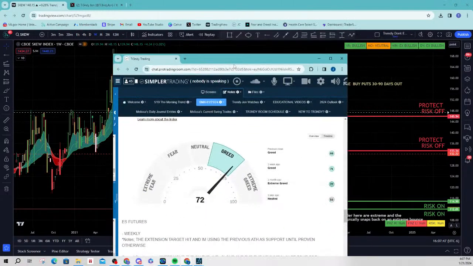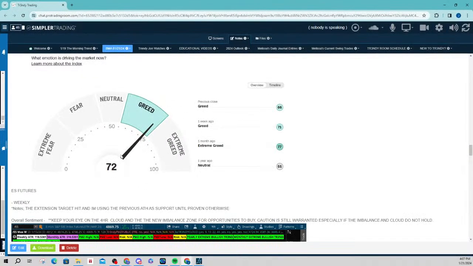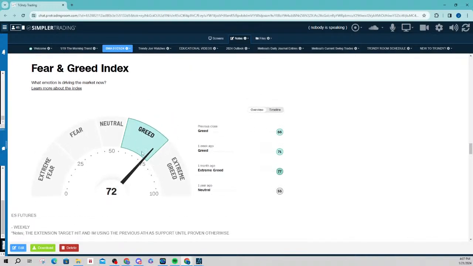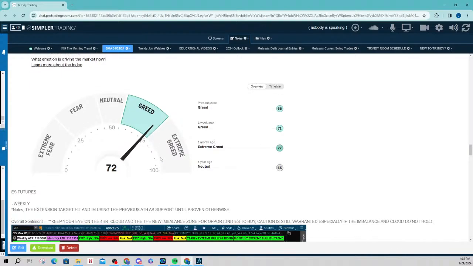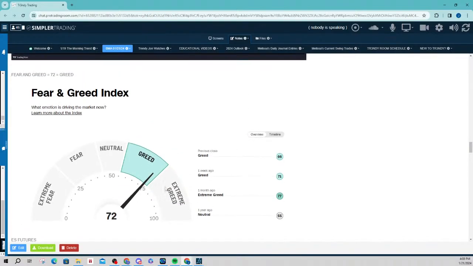All right, and we're going to bring this down just like this. Here's your fear and greed index. Last week, I noticed that we only pushed up 1 point, so it was 71 last week. This week, we're into 72, and that's what we're looking at here. What does that mean? It means that we have more room to go here if we want to. We can always go to the extreme greed.